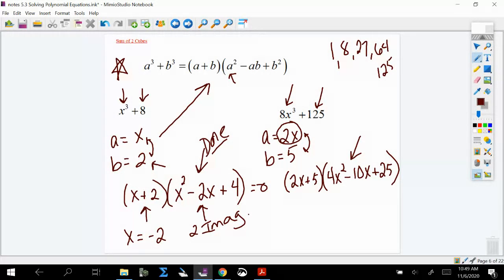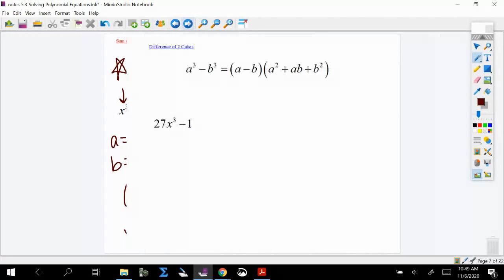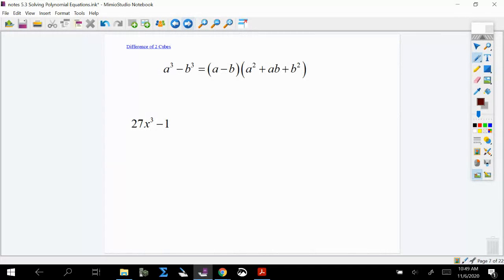It doesn't. It never will, not even worth trying. So that is your sum of cubes, and it's specifically used when you have 2 cubes that are being added. We also have what's called the difference of 2 cubes, which you're going to notice has very little changes from what we just did. So difference of 2 cubes, the word difference meaning subtraction.